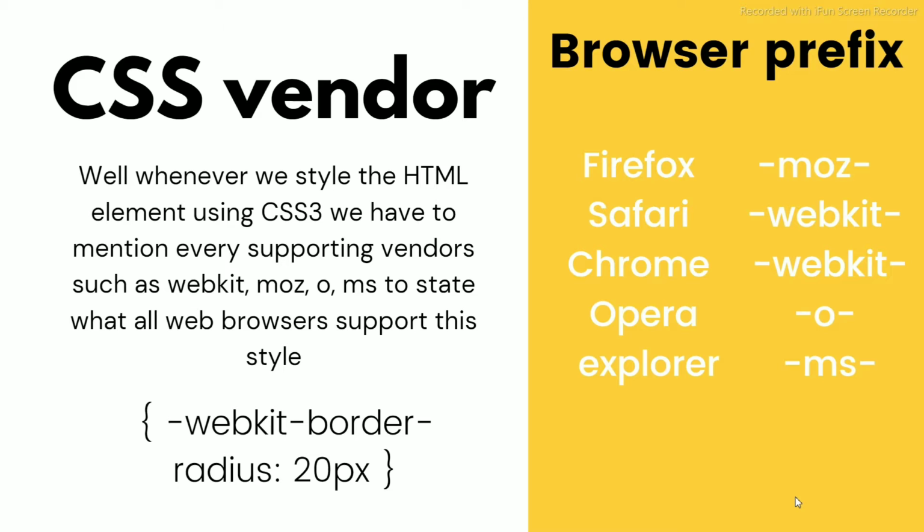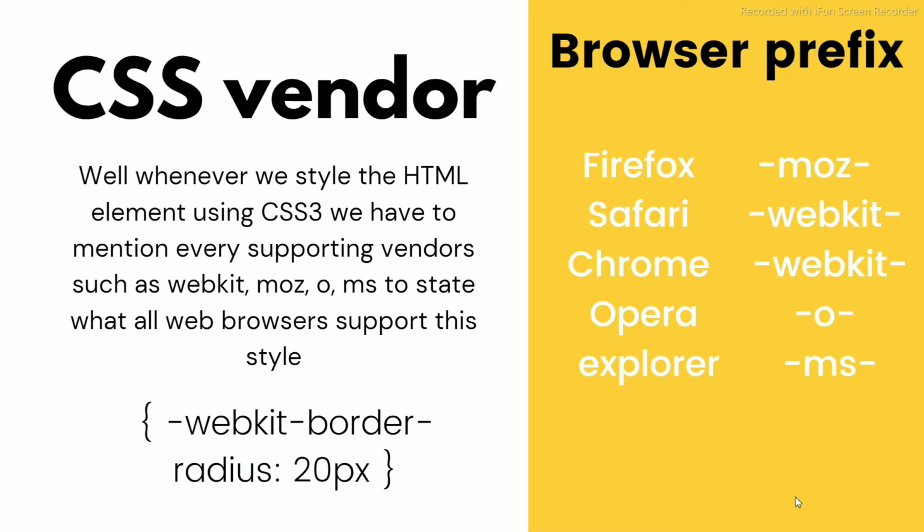Then what are the browser prefixes which we use in CSS vendors? For styles specific to Firefox, we use Moz. The Moz prefix, which we use along with the style, allows us to make the style specific to Firefox. Moz is an abbreviation for Mozilla Firefox. Next we have WebKit. When we use WebKit, the style is supported for Safari as well as Google Chrome. Next, when we use O, it is supported for Opera. And when we use MS, it is supported for Internet Explorer. And this is all about the CSS vendors.